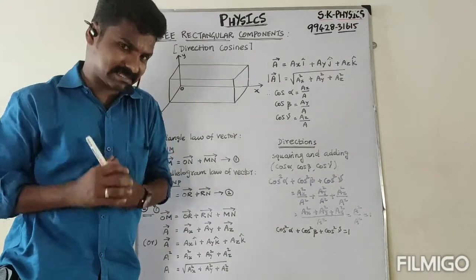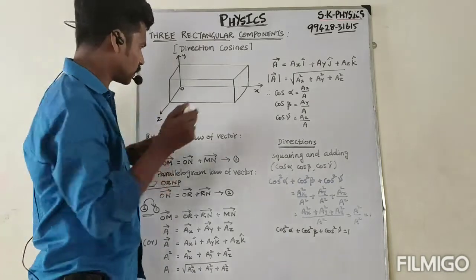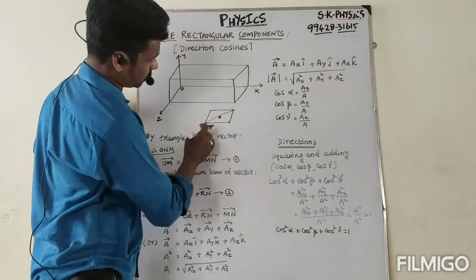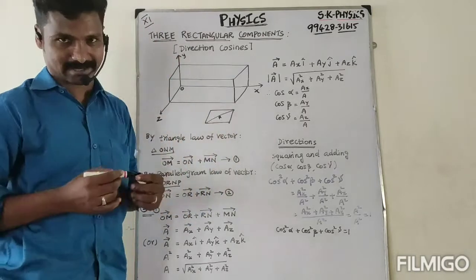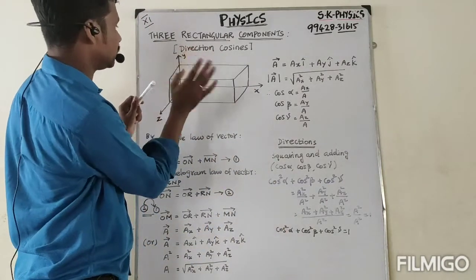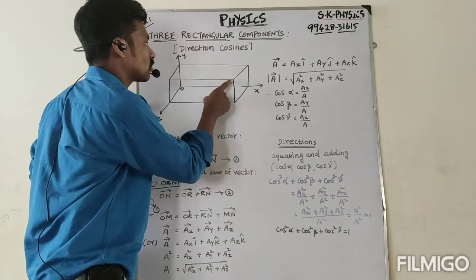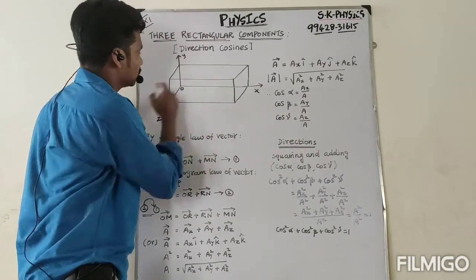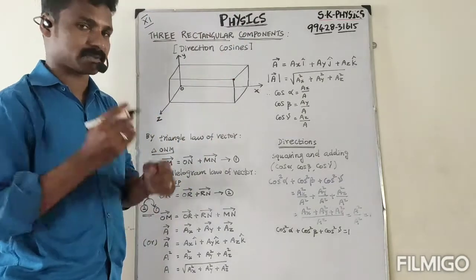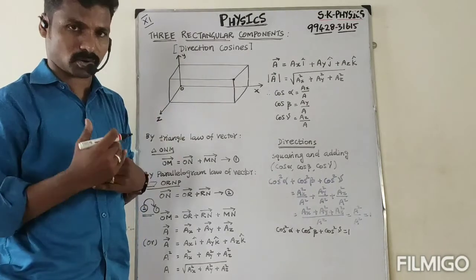Now to find the resultant value, you already know the law of parallelogram. In the law of parallelogram, this is one length, this is breadth, and this is the resultant value. In this situation, for the resultant value, you join this origin point and this corner. Then this is the resultant value here. So how to find that resultant value? We will discuss one by one.